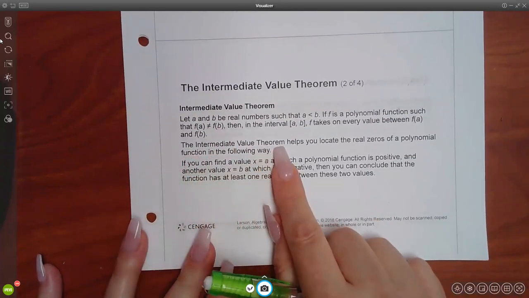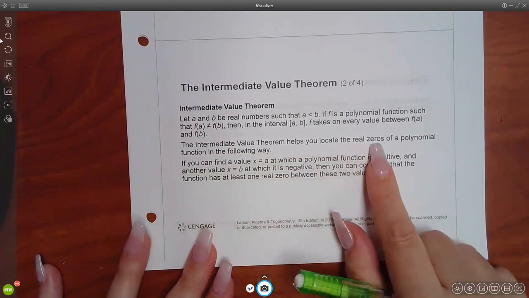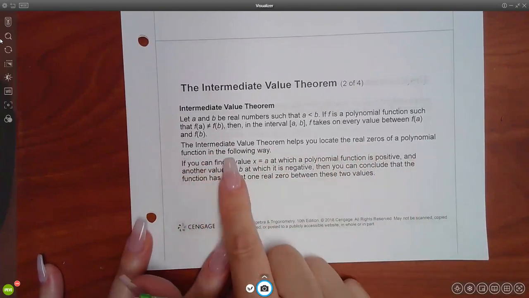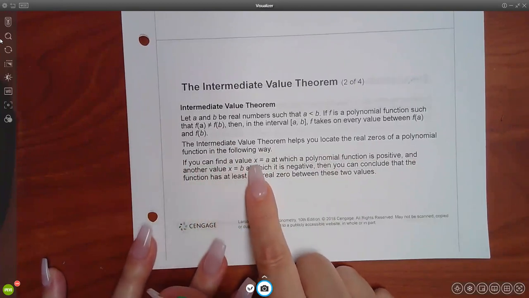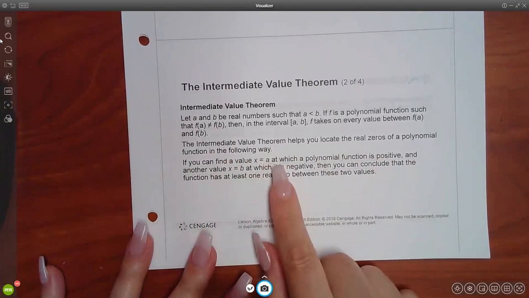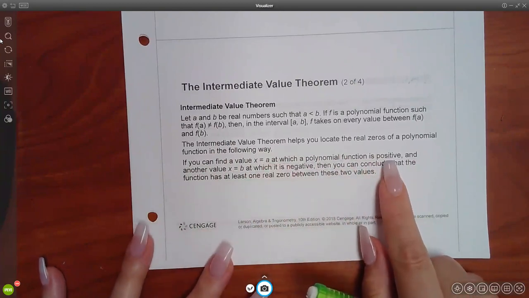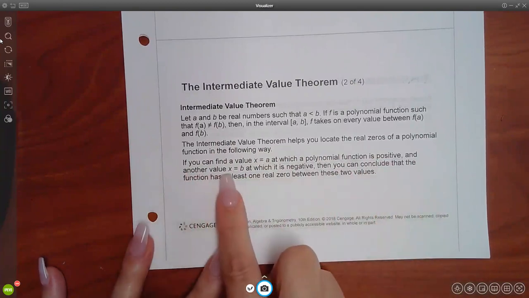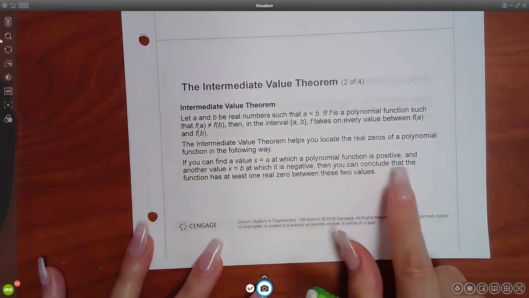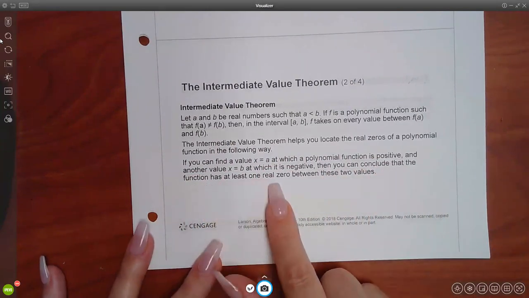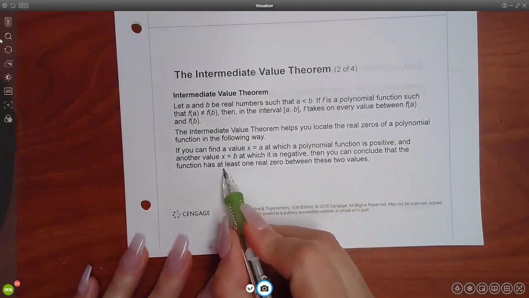It says the intermediate value theorem helps you locate the real zeros or x-intercepts of a polynomial function in the following way. If you can find a value x, which equals some number, for which the polynomial function is positive, right? The y value is positive, and another x value for which the y value is negative, then you can conclude that the function has at least one real zero in between these two values. Why does it say at least one?